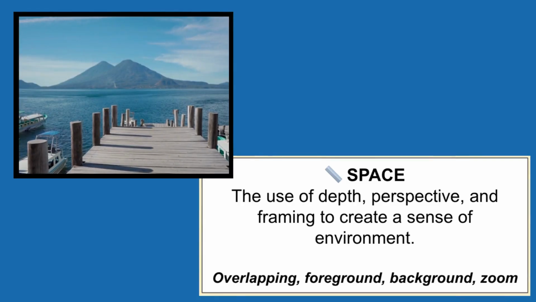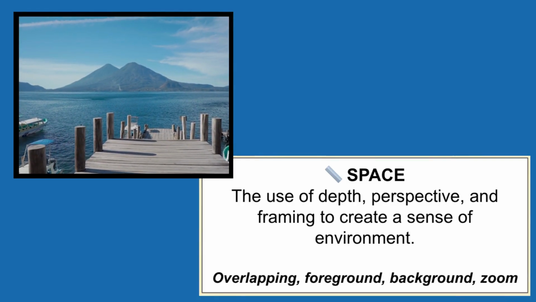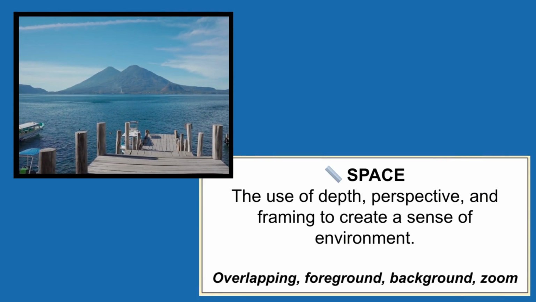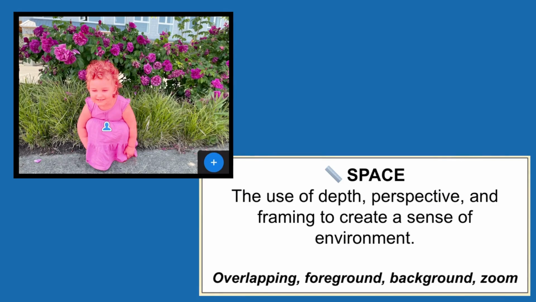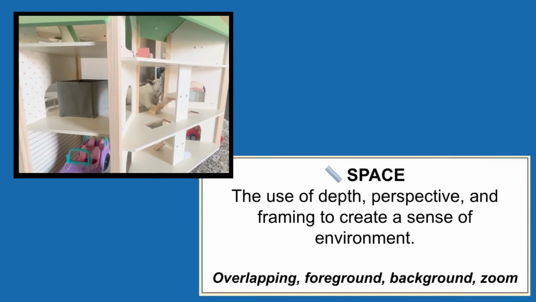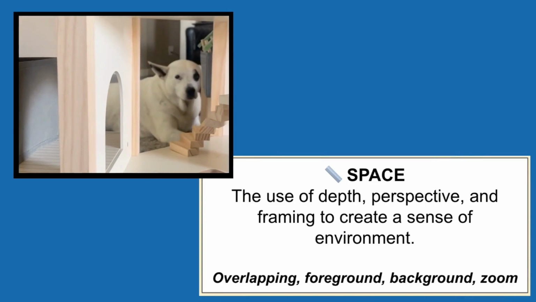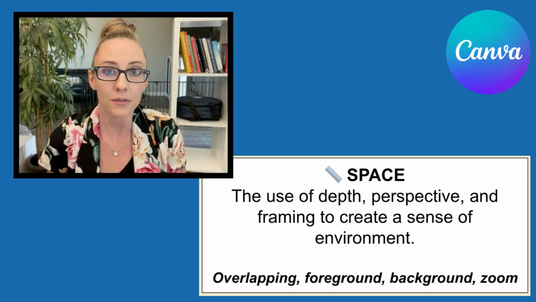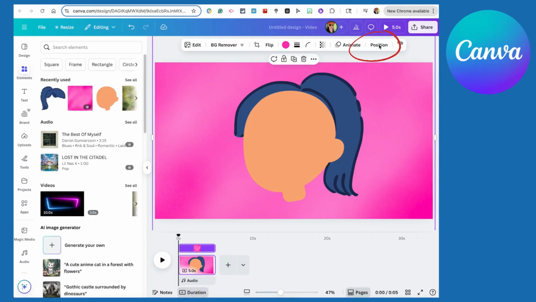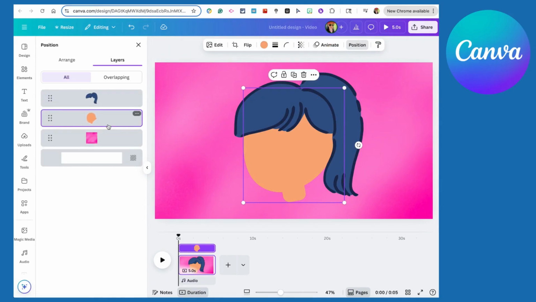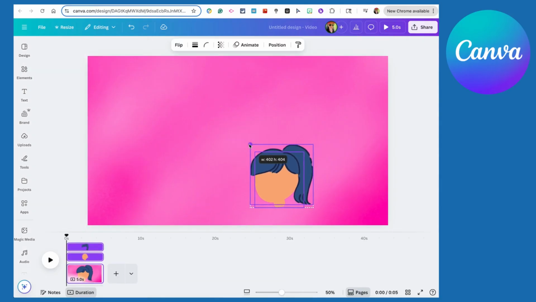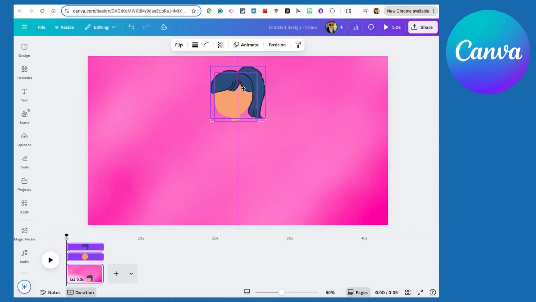Space. Space uses depth, perspective, and framing to create a sense of environment. This includes overlapping objects, foreground-background distinction, and zoom to create visual interest. Use Canva's alignment and positioning tools to move elements forward or backward. You can encourage students to experiment with varying sizes of objects to create a sense of space.